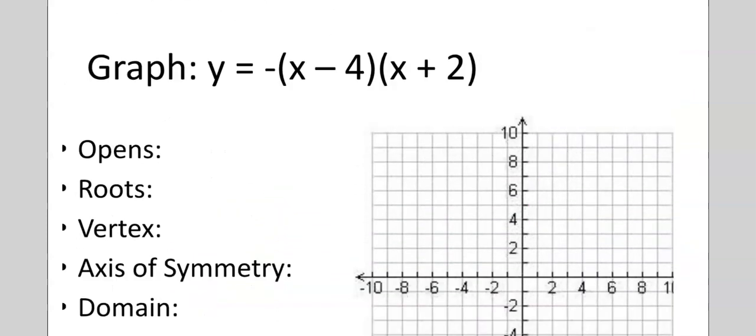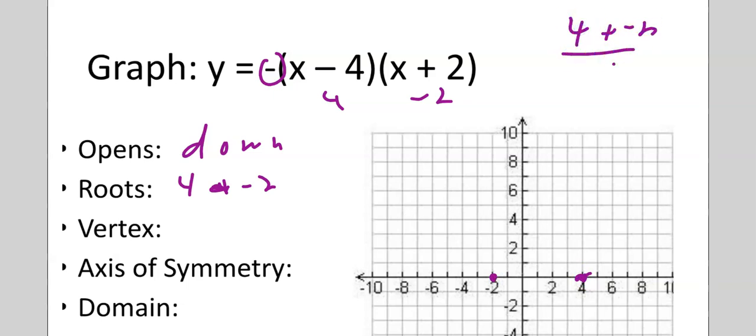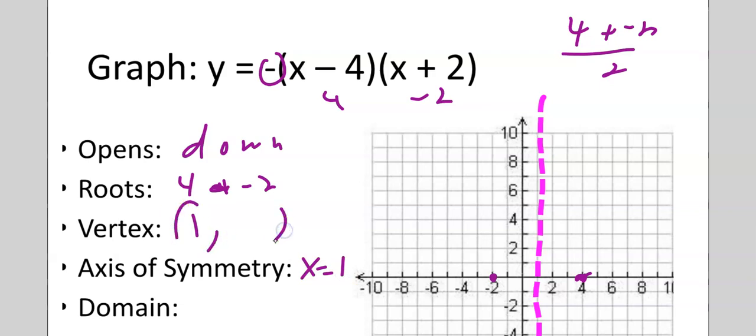All right? Let's try this again. Now notice, when I see this negative out here, that means it's going to open down. My roots are going to be at 4 and negative 2. My vertex, 4 plus negative 2 divided by 2, is going to be also at 1. Okay, so the axis of symmetry is x equals 1.